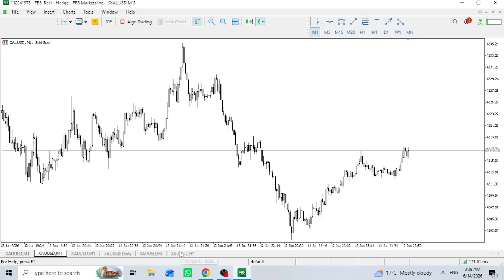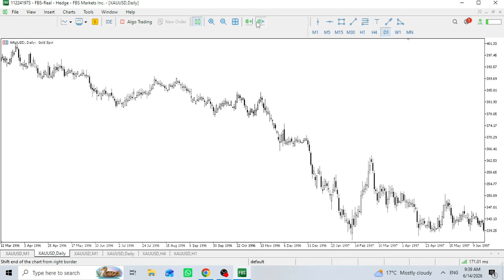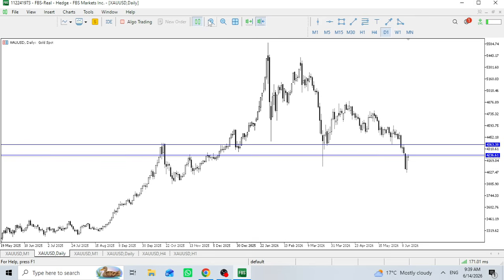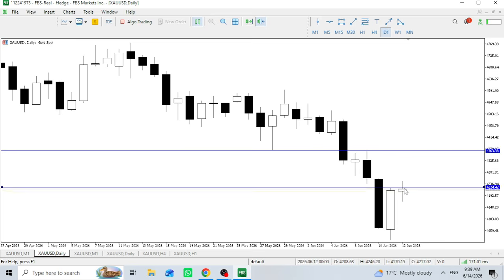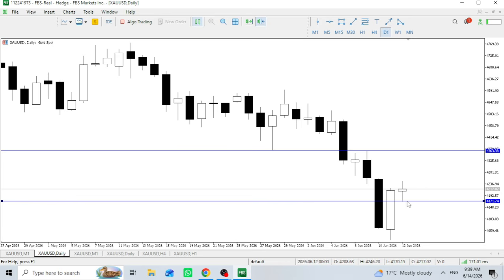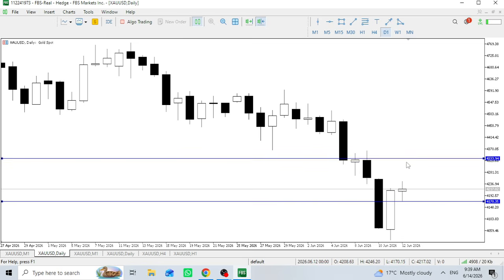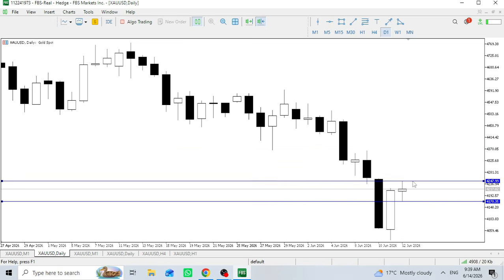Like yesterday, let me show you an example. I will go to the daily time frame like this. The previous day, which was a Friday, you see, it was a Friday. Then I will mark its high, its low here, and its high. You can see its high there. Then I will move to the 1 minute time frame.